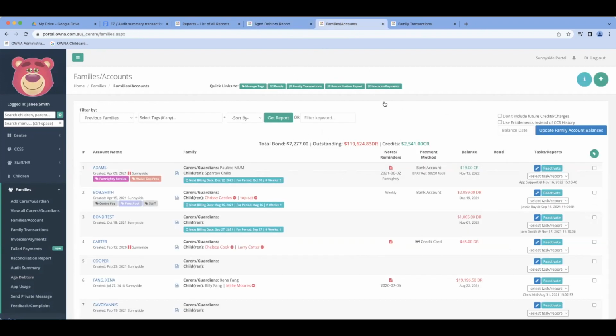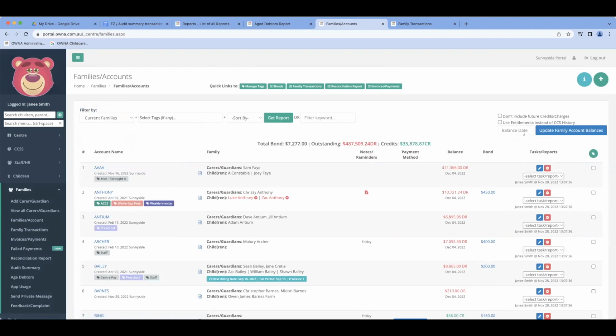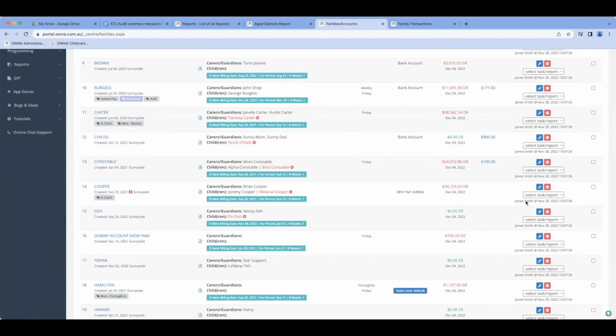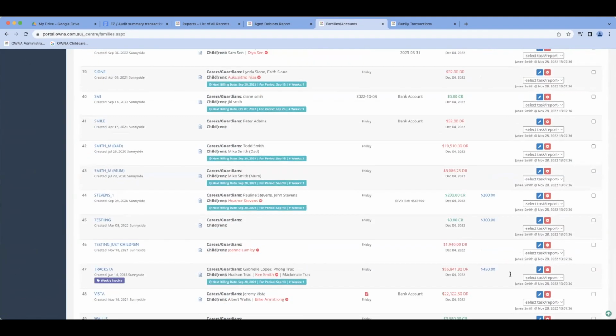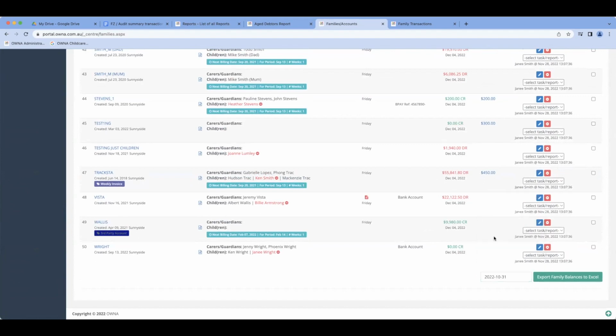If I'm backdating it and I wanted to see back in October, just keep in mind, you say existing families, and I'm talking about ones that are still attending, not previous ones. If you wanted to see what an account was as of October and they've paid since then, but you don't want to include that credit, I find the best way to do it is if you scroll down to the bottom of this screen and you put the date, say the 31st of October, and you export it, it won't include any payments since October. So that's another way of checking your account balances that are back in time.